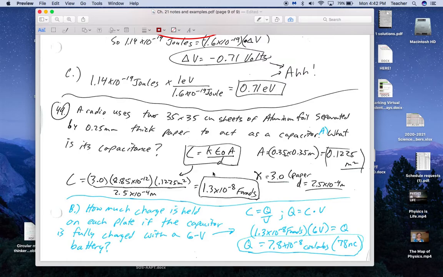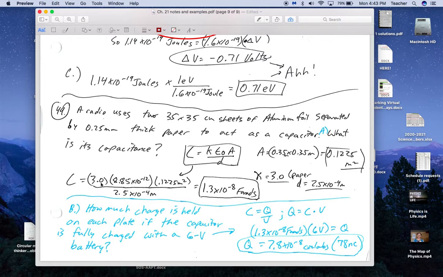When I look at this, this is one of the capacitor formulas. I know that's the dielectric constant, that's vacuum permittivity, that's the area on a plate, that's the distance between two plates. So I've got to convert all this stuff into standard units. So 0.35 times 0.35 meters gives me my area. That goes up here. This vacuum permittivity is 8.85 times 10 to the negative 12th.